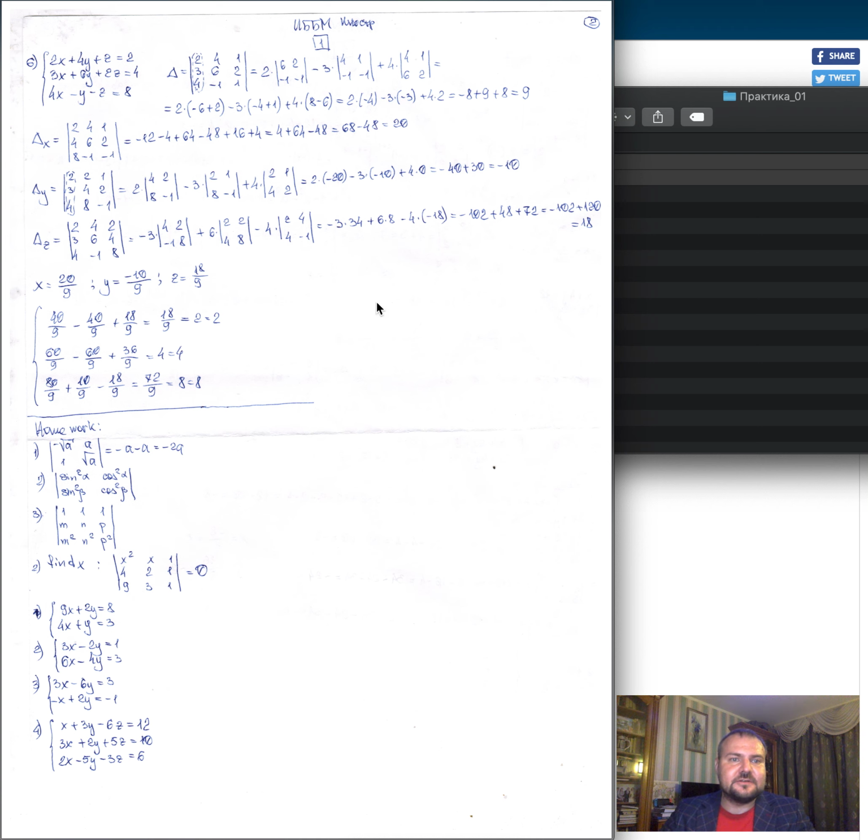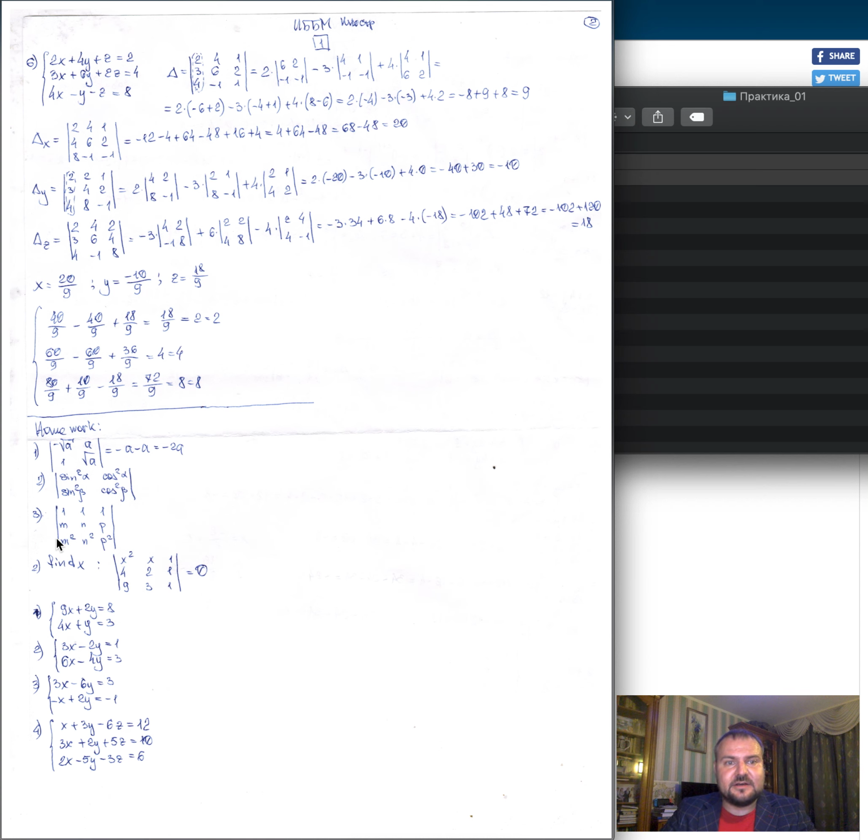Then, students, I give you homework, and in the next practice lesson I will start by checking your homework. You need to do this homework. For the first task, find the determinants of the given matrices. Then the second example, the third, the fourth.